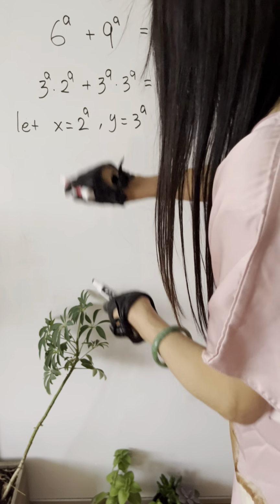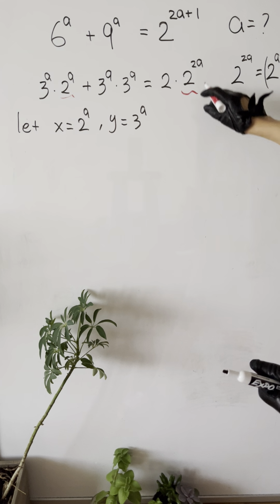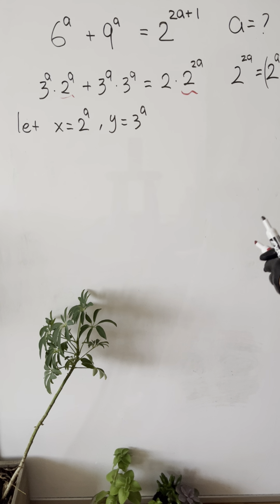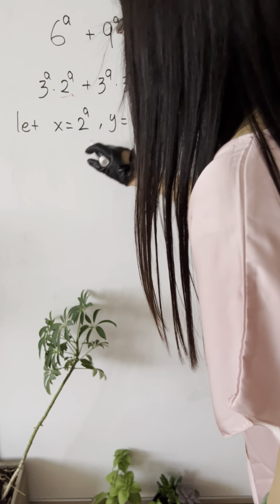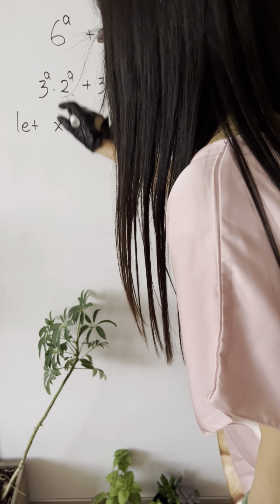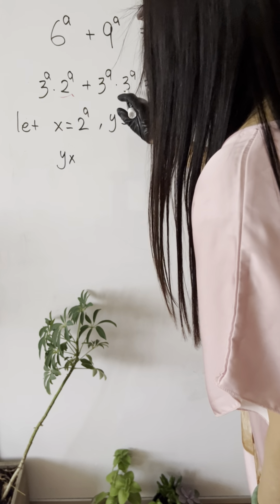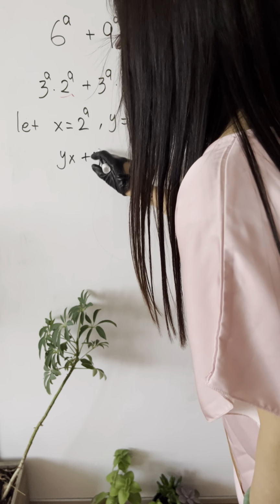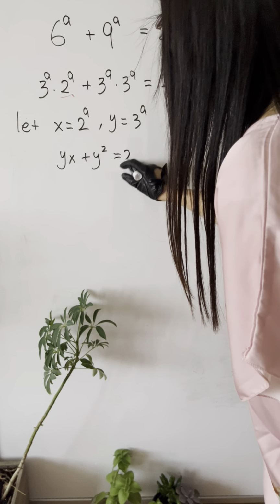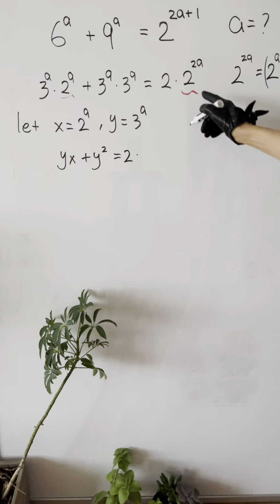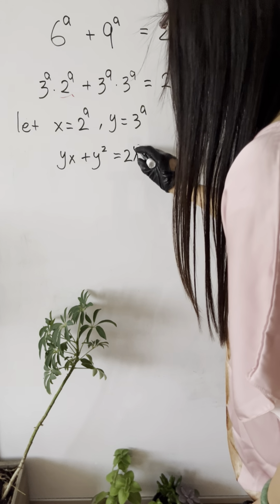So 2 raised to a is x, and 2 raised to 2a becomes x squared now, right? 3 raised to a, we write as y. So we have y times x plus y times y, which is y squared, right? And then equals 2 times x squared, because 2 raised to a is x, so 2x squared.